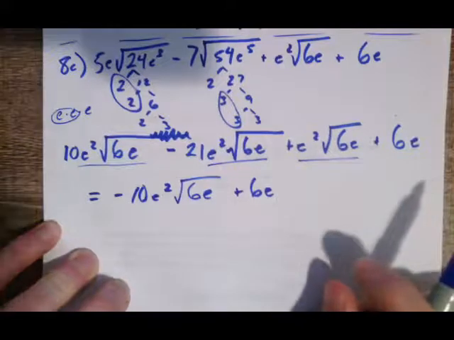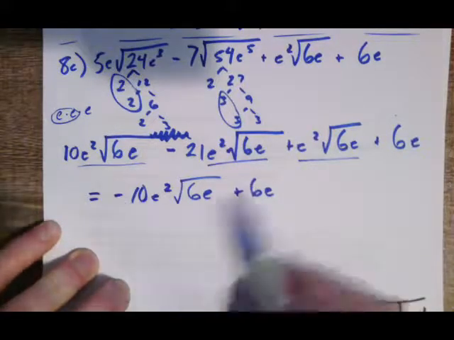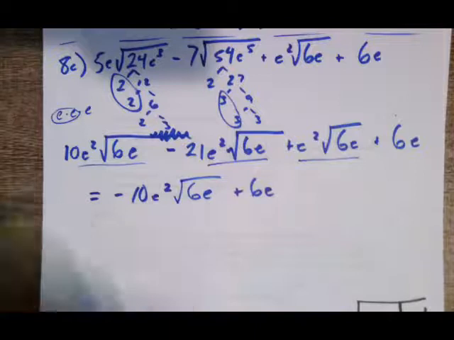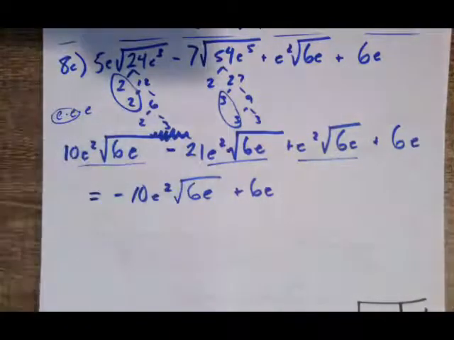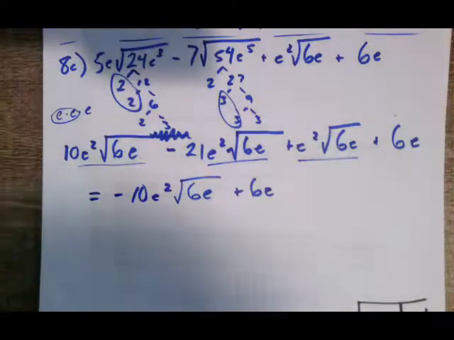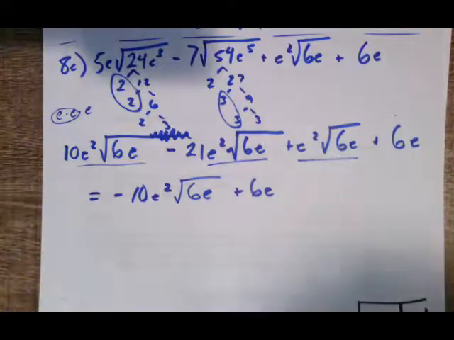Now I might flip these around so it's just 6e minus, because I just like leading with a positive. But that's what I would get. Check my work again, make sure I'm not making another mistake. No. Perfect. Perfect.